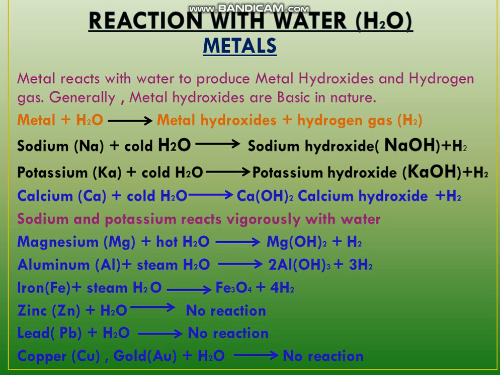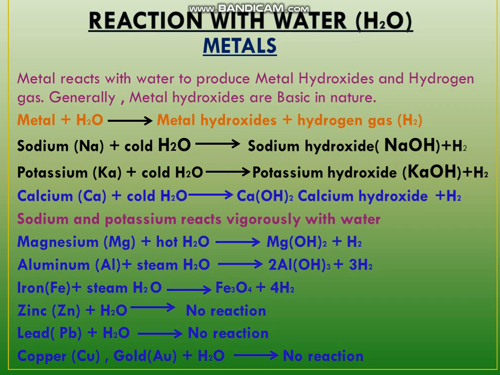Reaction with water, H2O, with metals. Metals react with water to produce metal hydroxides and hydrogen gas. Generally, metal hydroxides are basic in nature. Metal plus H2O gives us metal hydroxides plus hydrogen gas.